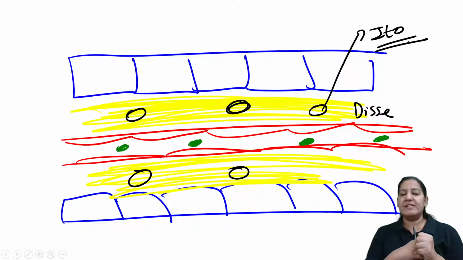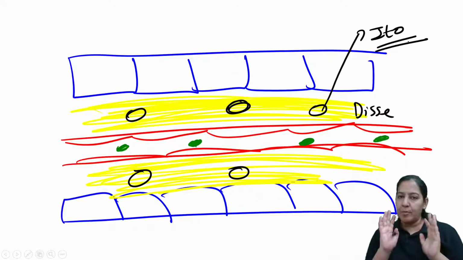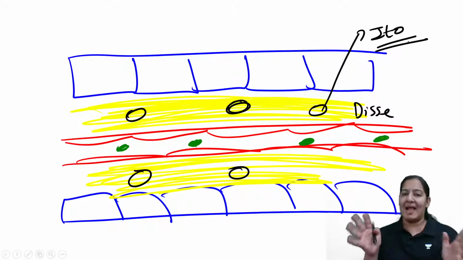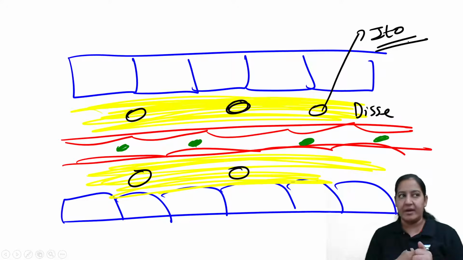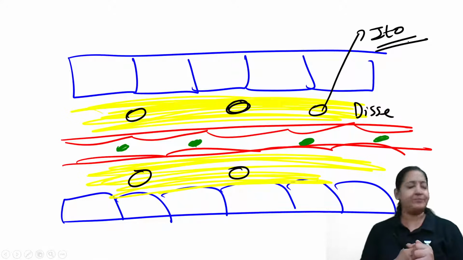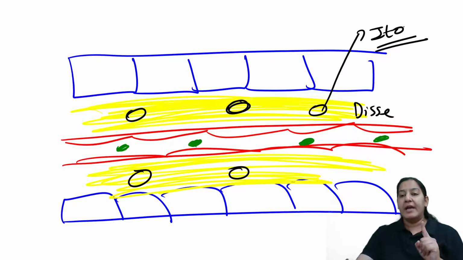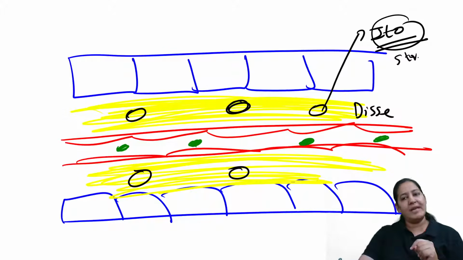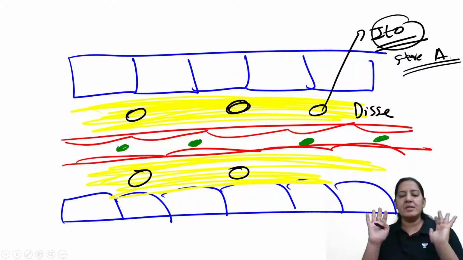Yes, in the space of Disse, Ito cells are present. So it is a normal cell. It is present in all normal healthy human beings, in you, me, everyone. So what is the function of this space of Disse? What is the function of this Ito cell? Ito cells store vitamin A. Normally, they store vitamin A in all of us. So this is the normal diagram.